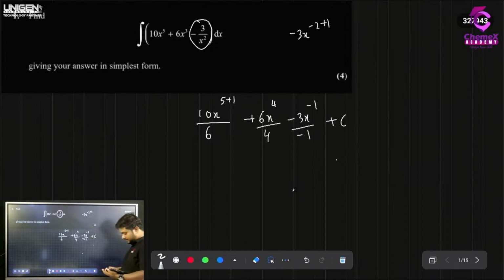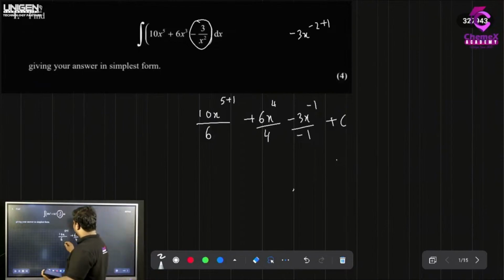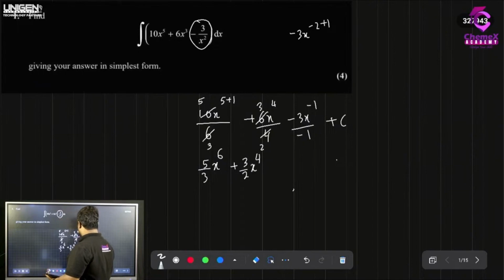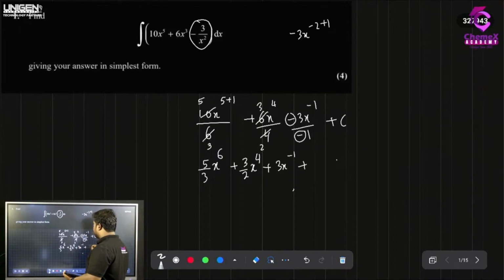So what do you get? It's going to be 3 and 5. So 5 over 3 x to the power 6 plus 2 and 3, 3 over 2 x to the power 4. Minus and minus is plus, right? Plus 3x to the power minus 1 plus c. Is it correct or wrong?